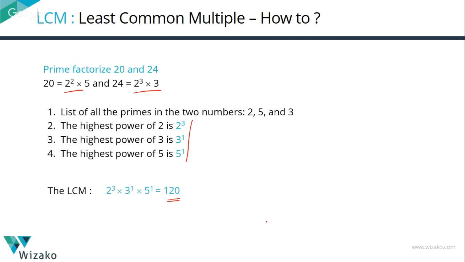One last recap about HCF and LCM. For both of them, the starting point is prime factorization. HCF, you go with common primes in their lowest power. For LCM, you're going to go with all primes in their respective highest power. The product of these will give you the HCF and the LCM.